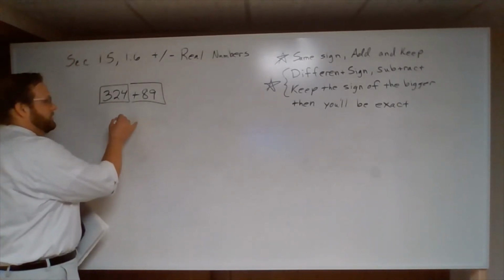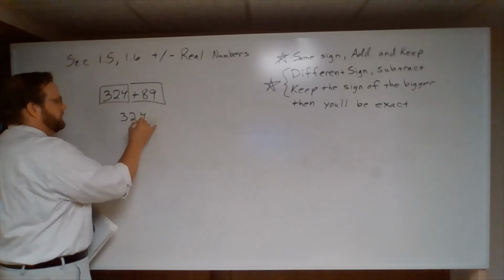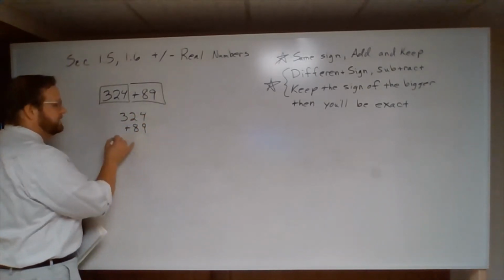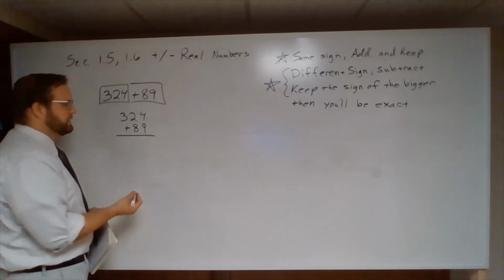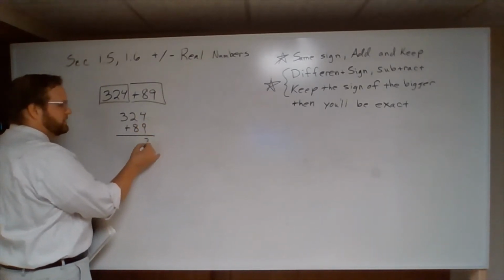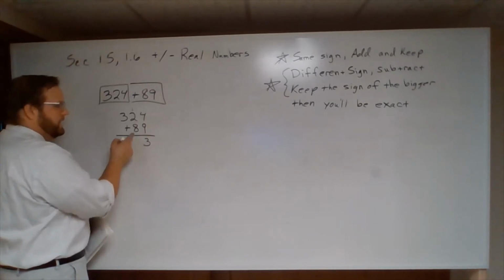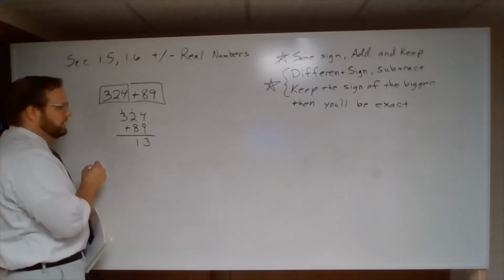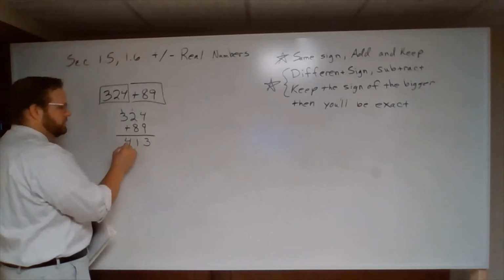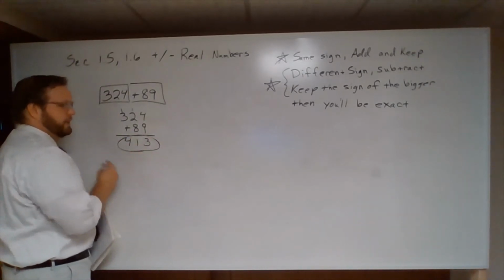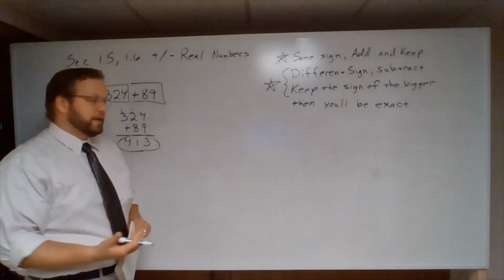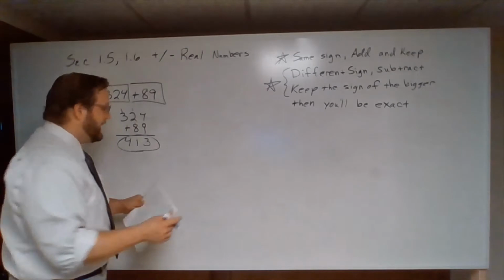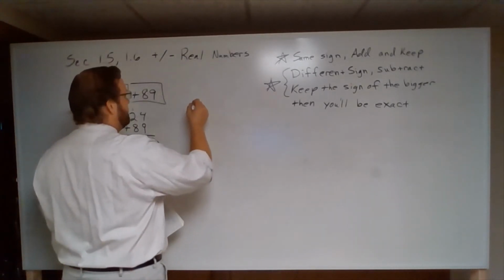So to add that, let's just go through that really quick. Again, if you can do it in your head, great. But if not, don't be afraid to go through this process. 4 plus 9 is 13, carry the 1. 8 plus 2 is 10, plus 1 is 11, carry the 1. And then 3 plus 1 is 4. Okay, and we already determined that's going to be a positive value, so a positive 413. That's it. Okay, how about something like this?